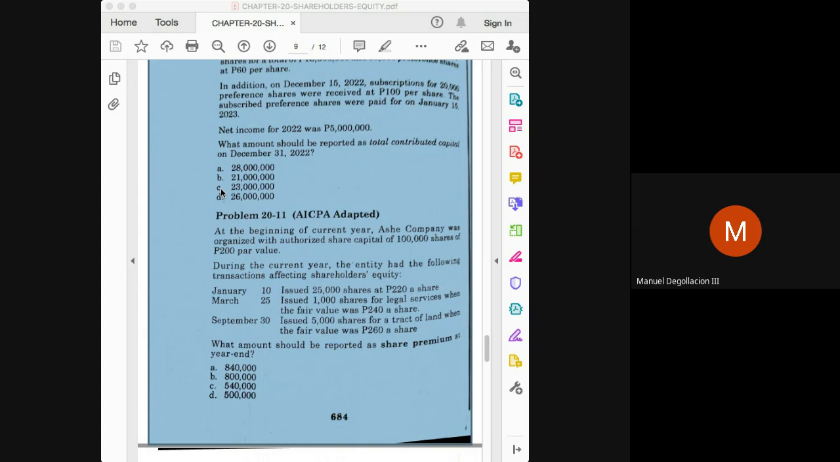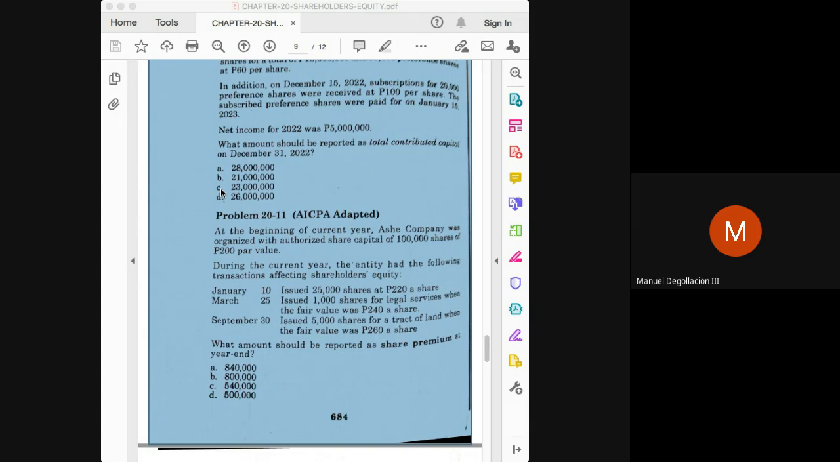So from this transaction, we know that there is an excess of 20. Okay, and we issued 25,000 shares. This issuance will increase our share premium in the amount of 500,000. That's 25,000 times 20. Okay, while your share capital will increase by 25,000 times 200, which is 5 million. Okay, but we are only asked how much will be reported as share premium.